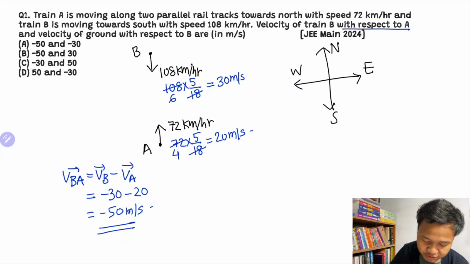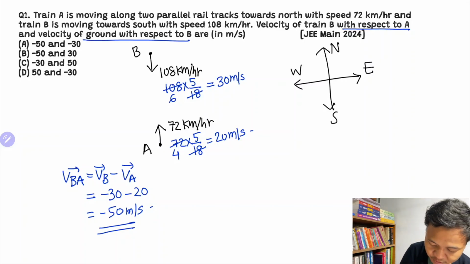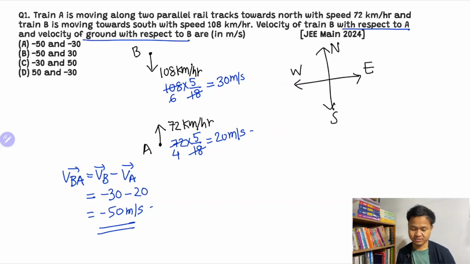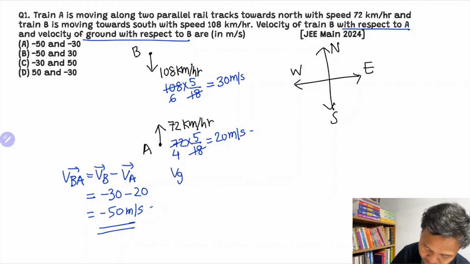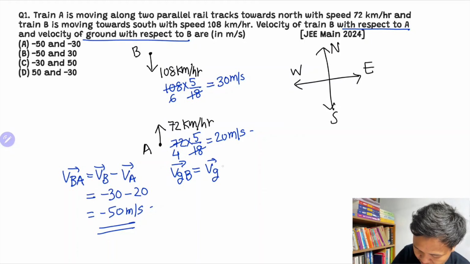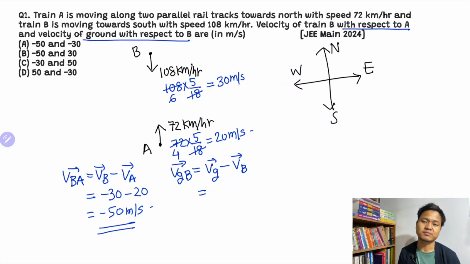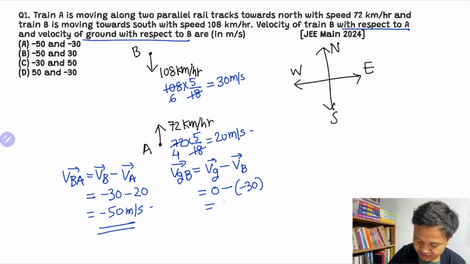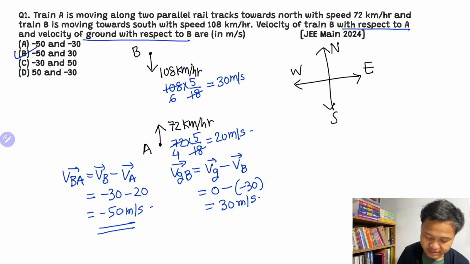Now we have velocity of ground with respect to B. This is velocity of ground minus velocity of B. In the ground frame, the ground is not moving, so it is 0 minus velocity of B, which is minus 30. Minus minus is plus, so 30 meter per second. So which option? Option B.